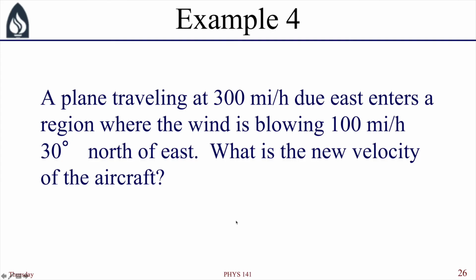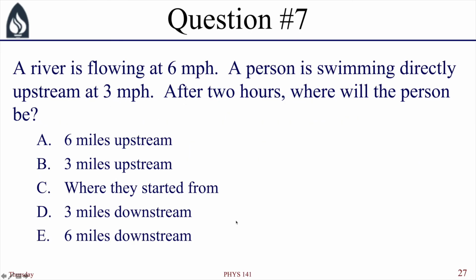So here's a last question for you. Let's say there's a river that's flowing at 6 miles per hour. A person is swimming directly upstream at 3 miles per hour. So after 2 hours, where will the person be?